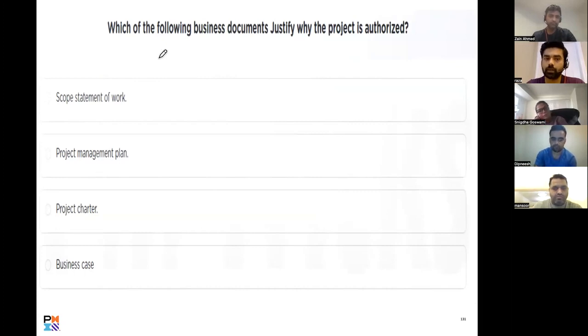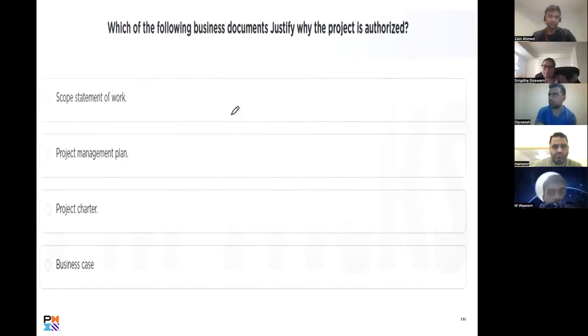So which of the following business documents justify why the project is authorized? So we're looking for justification of the project. Scope statement of work, project management plan, project charter, and the business case.